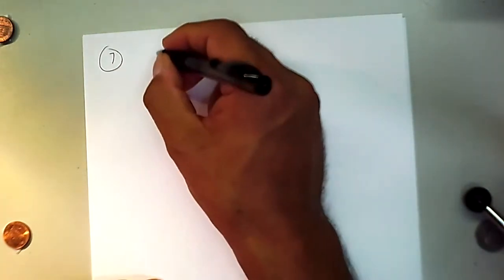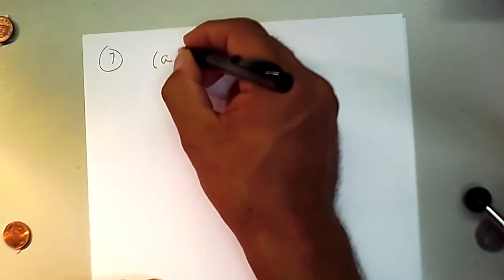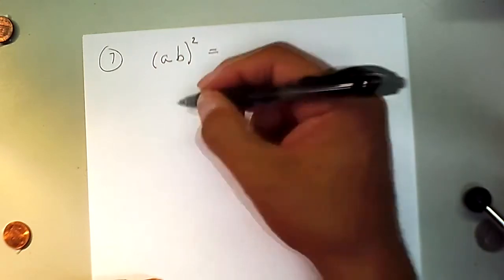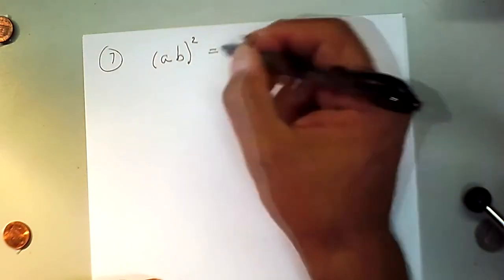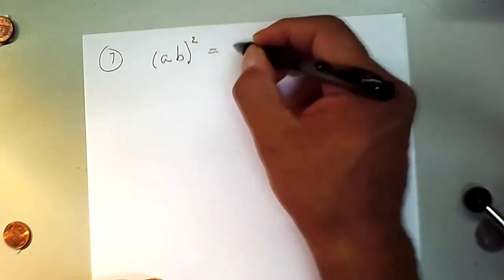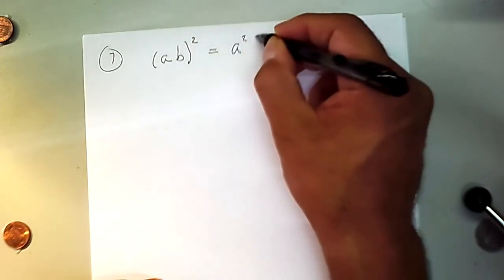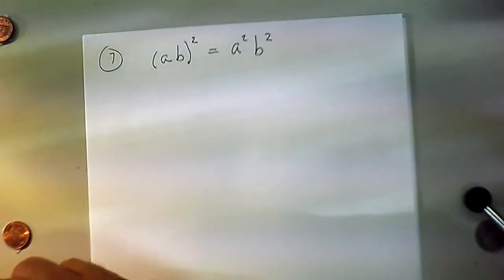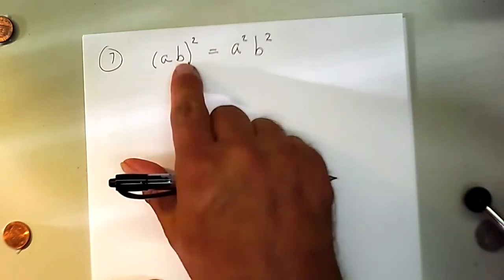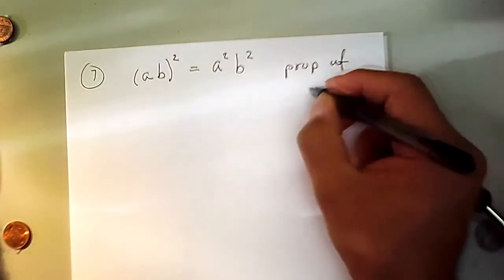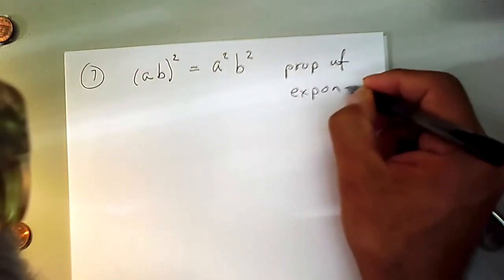That we will see. So let's say you have (ab) quantity squared, and one of the properties we will see later in another video when we look at exponents is that we can distribute the exponent and have a squared and b squared. This is a fact. This is true. This is a property of exponents.